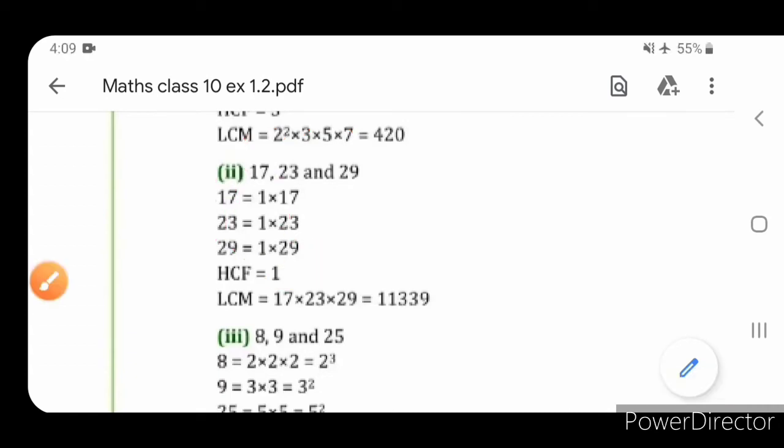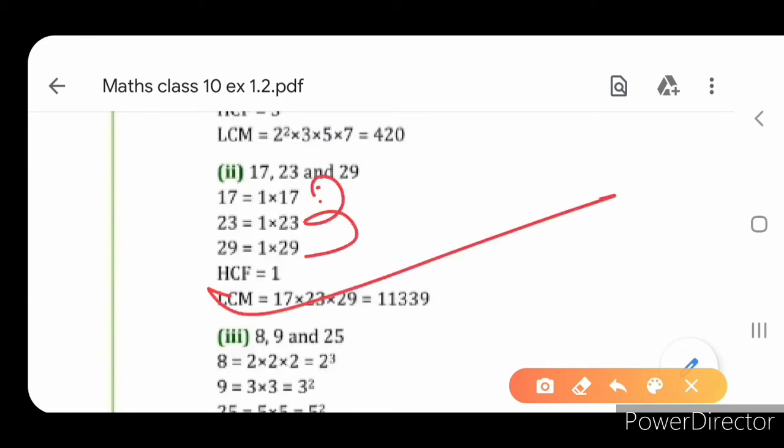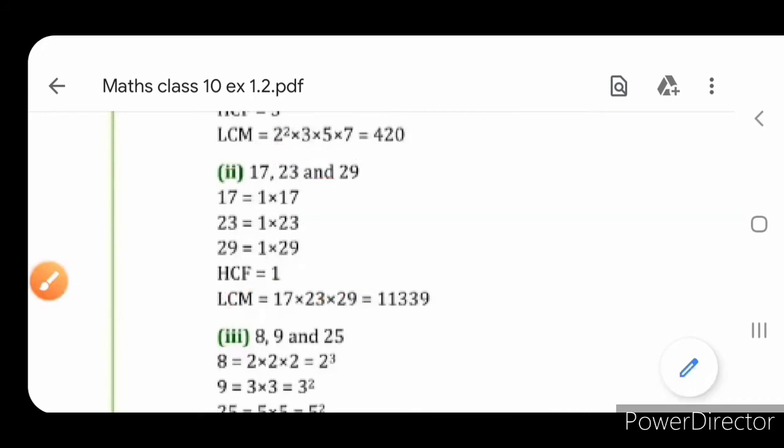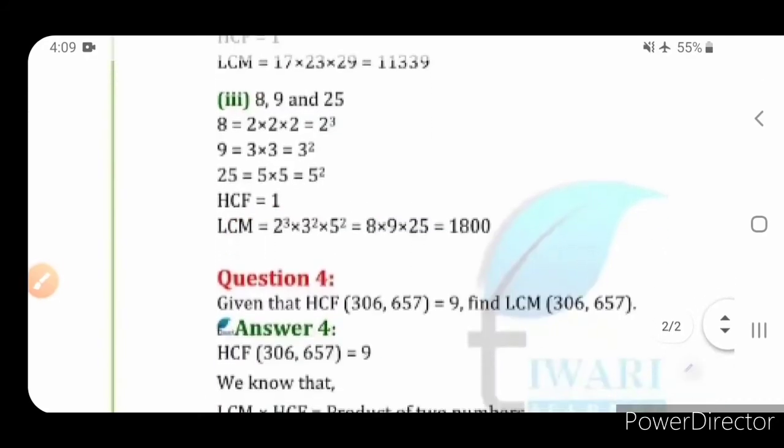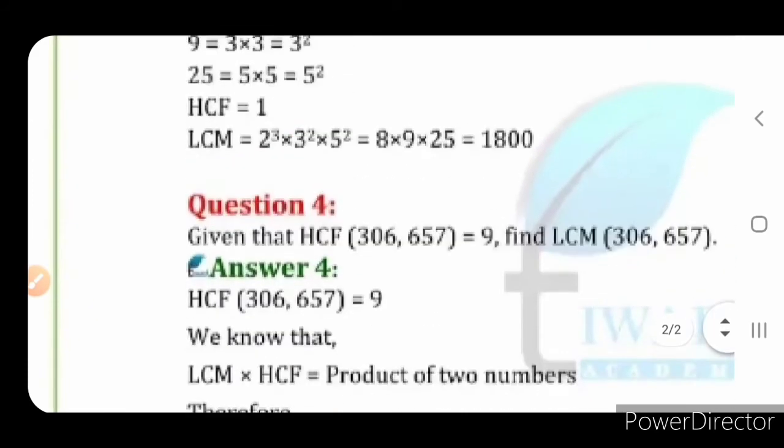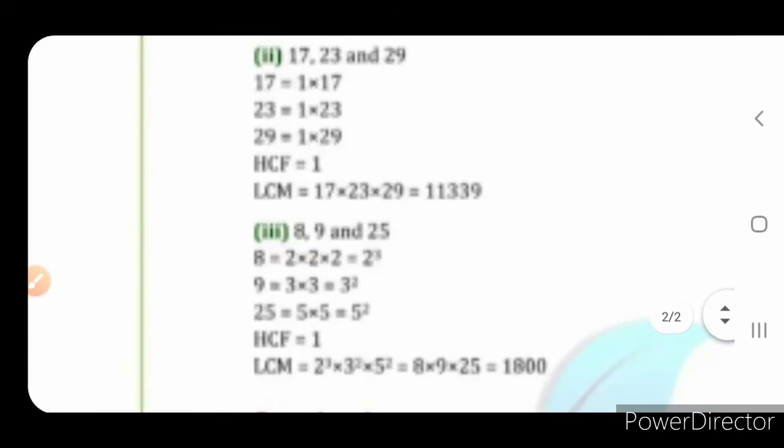And during calculation of LCM, we have to take all bases one time. So 17 into 23 into 29, we can get the LCM. We can also verify the relation here, SCF into LCM. But here it is not possible because 3 numbers are given, okay? That formula is only for 2 numbers, that SCF into LCM is equal to the product of 2 numbers. Now question number 4. Question number 3 we can solve by the given method.